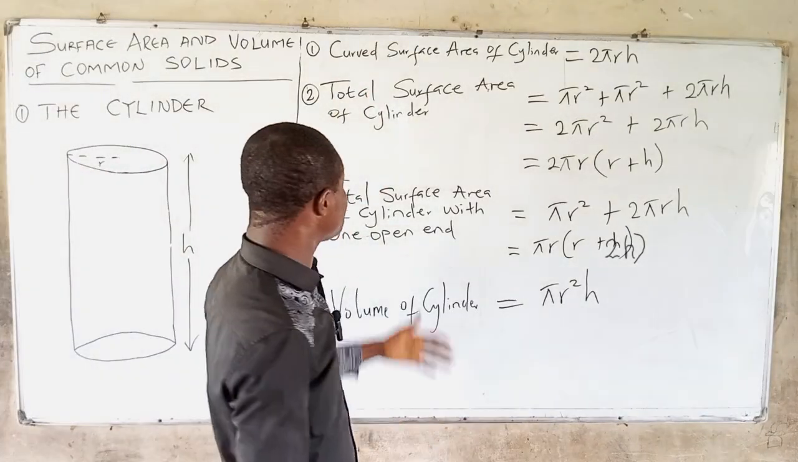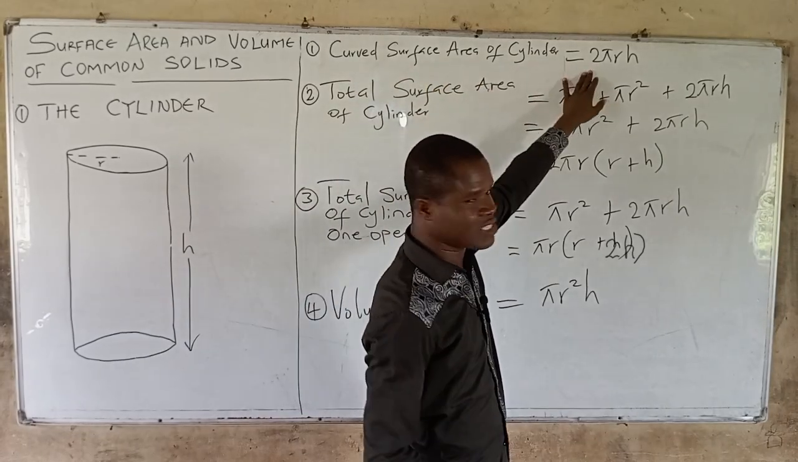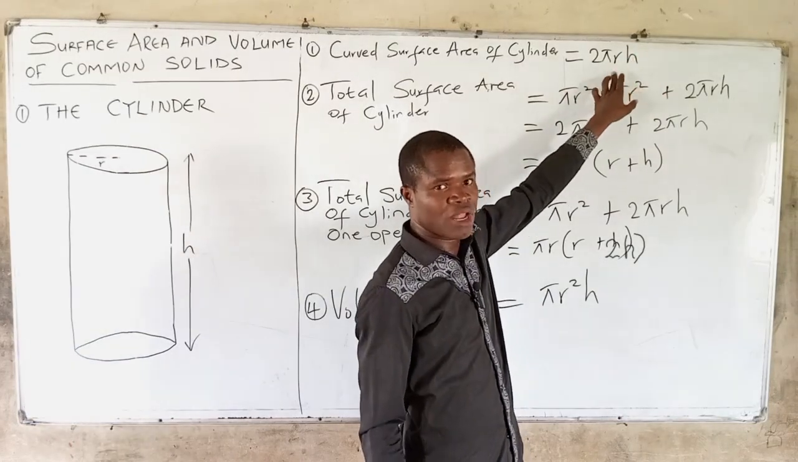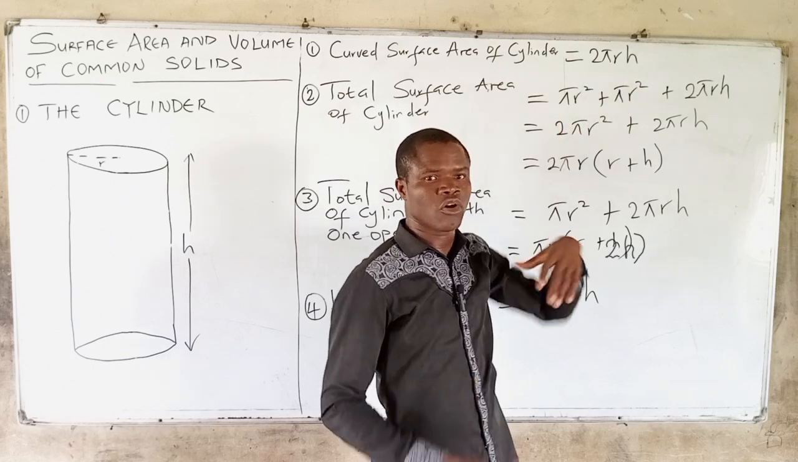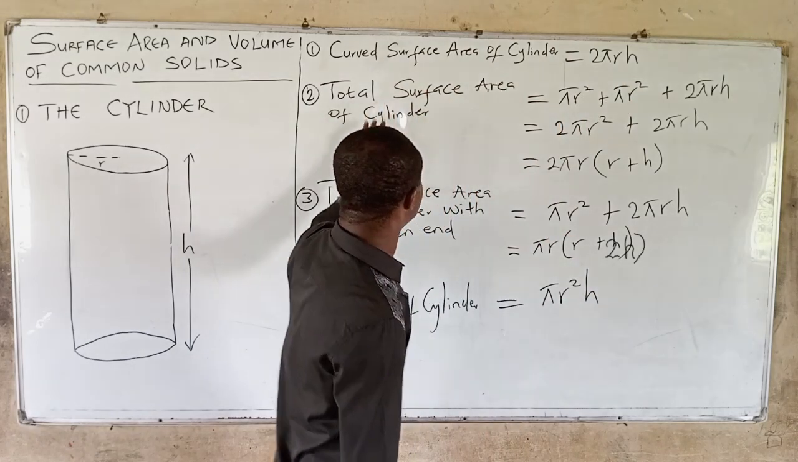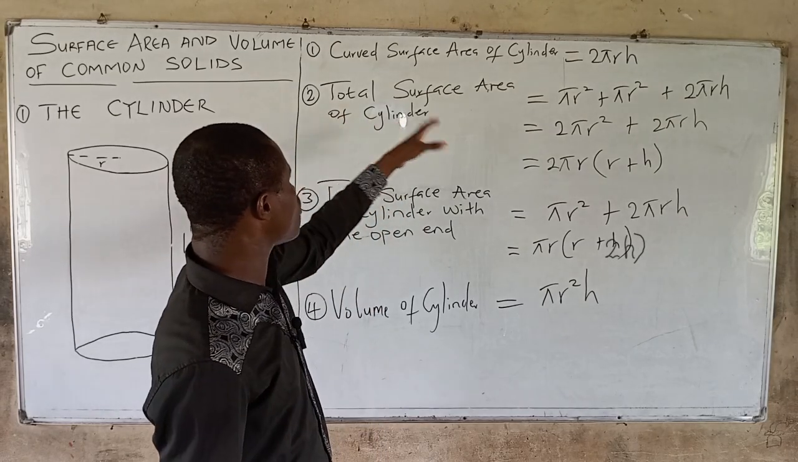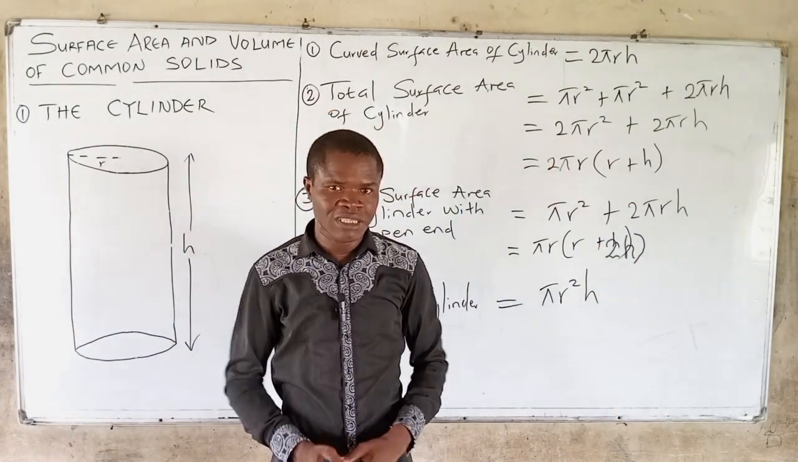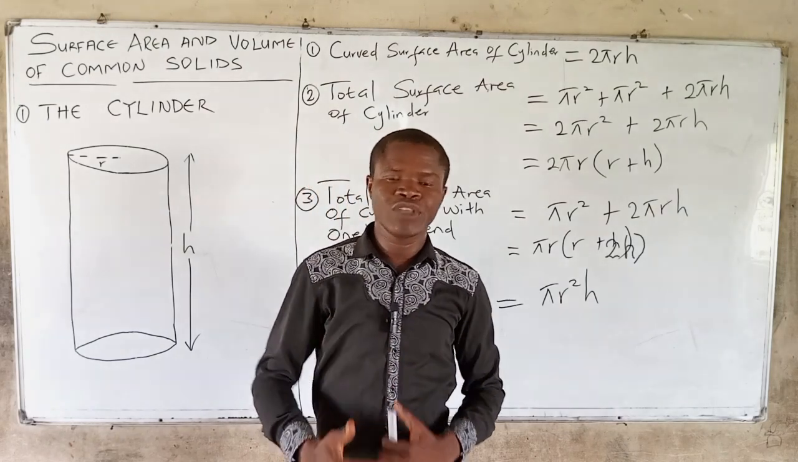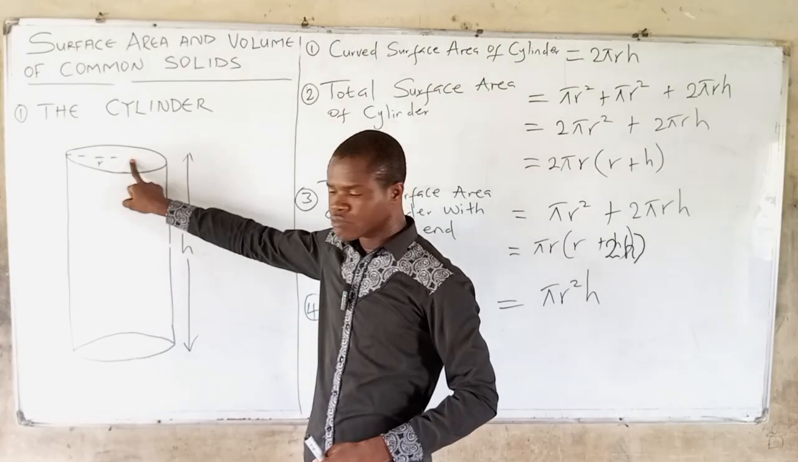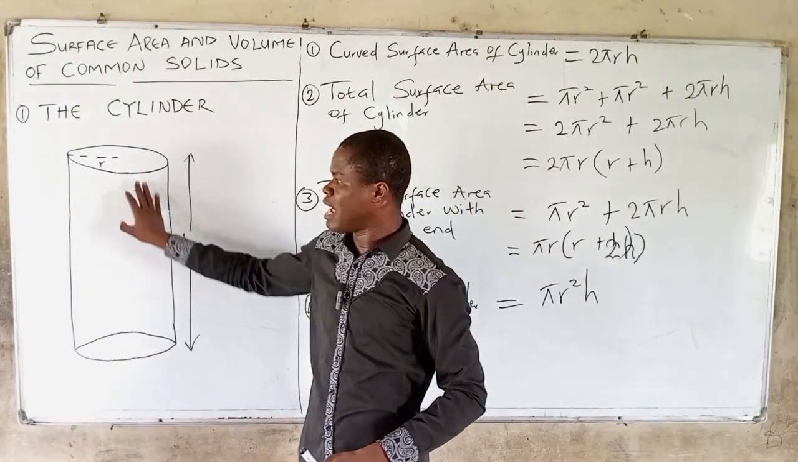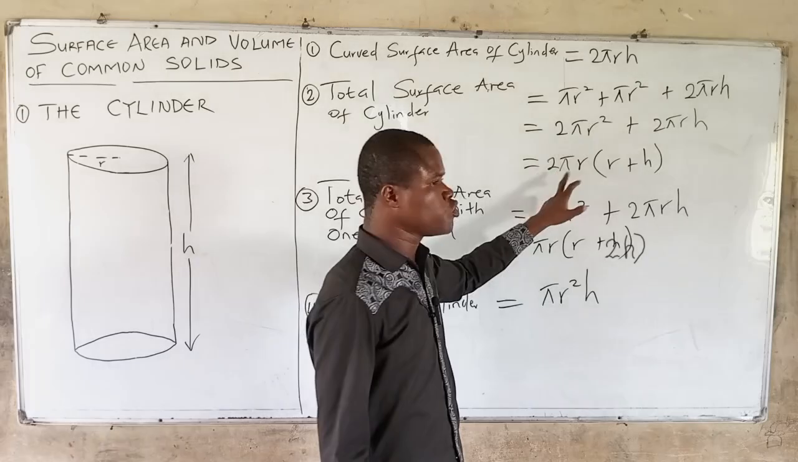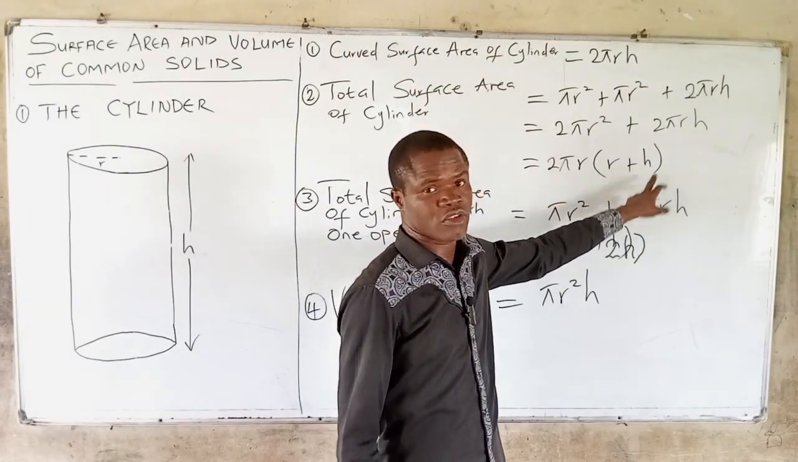You could be asked to determine the curved surface area of the cylinder, which is what? 2 pi r h. You must know this formula if you want to do well in calculations under cylinders. And number 2, you could be asked to calculate the total surface area of cylinder. So when asked to calculate the total surface area of your cylinder, that means the calculation should include area of the top, area of the bottom, and area of the curved surface. So in such a case, use the formula 2 pi r bracket r plus h.